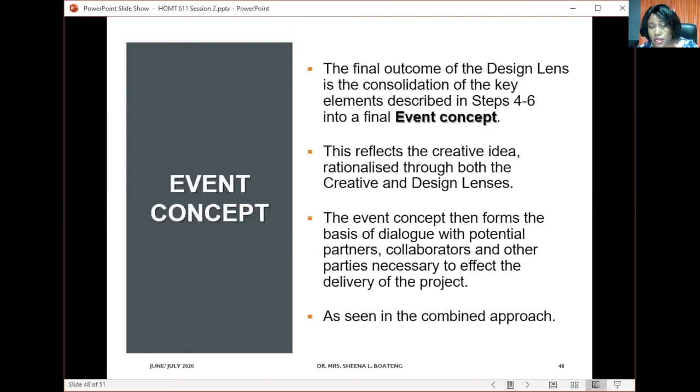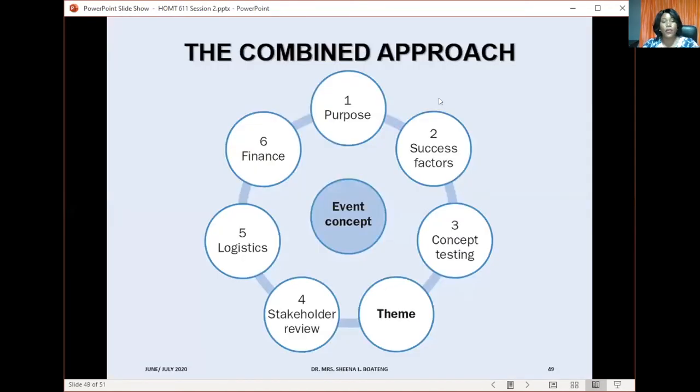So in essence, it reflects the creative idea that you have, rationalized through the processes of both the creative lens and the design lens, and then coming up with an event concept, which forms the basis of dialogue with all your potential partners and collaborators. So the event concept is put together into what we call an event proposal. And it is this proposal that you will shop around to different organizations, individuals, and institutions to try to obtain support and get partners to help you to see the event come through successfully. So all these things will be featured as part of what you are going to put together in what we call the event proposal. And that is your assignment that you are going to do after this topic.